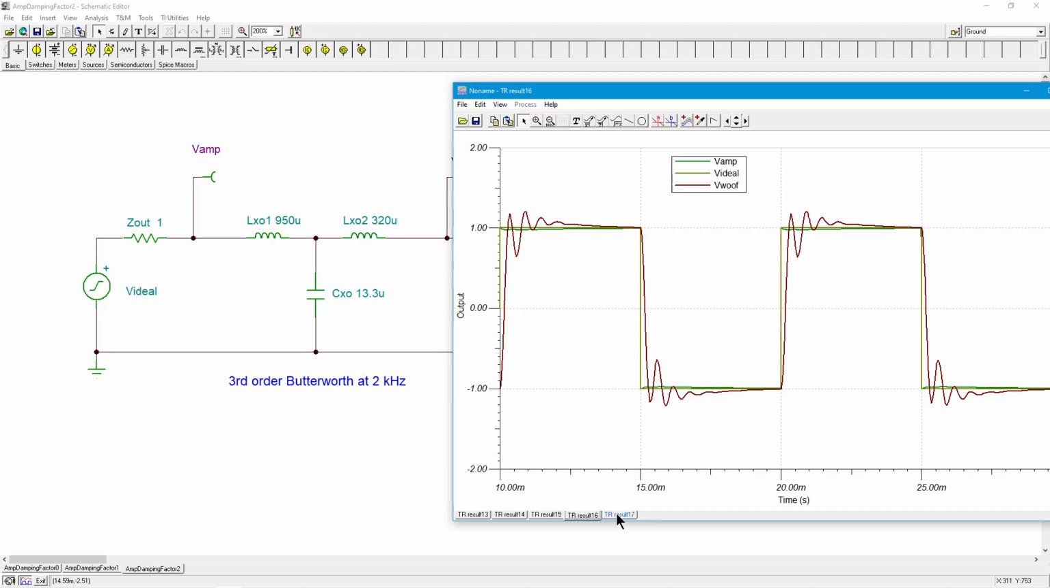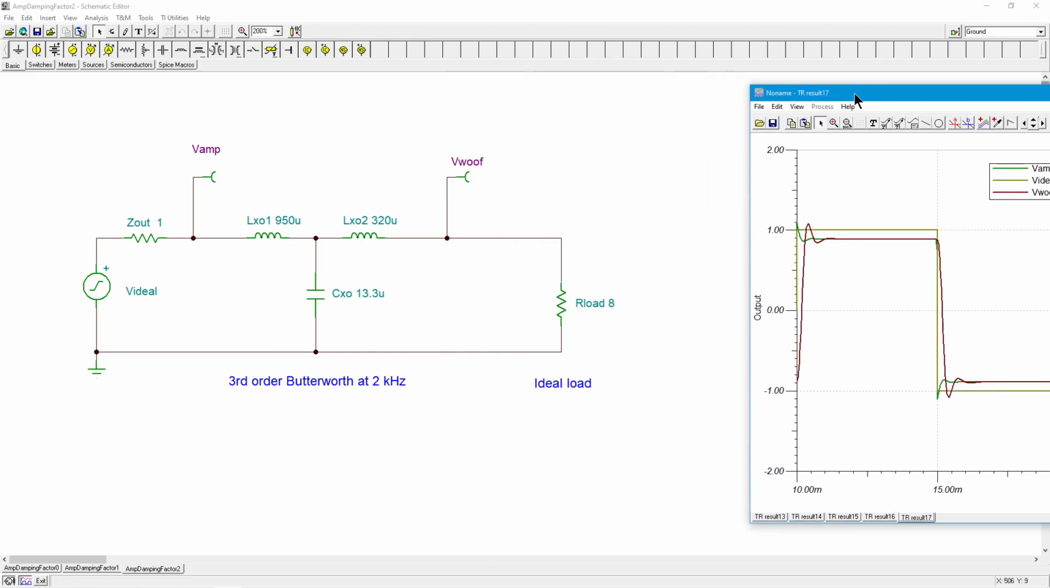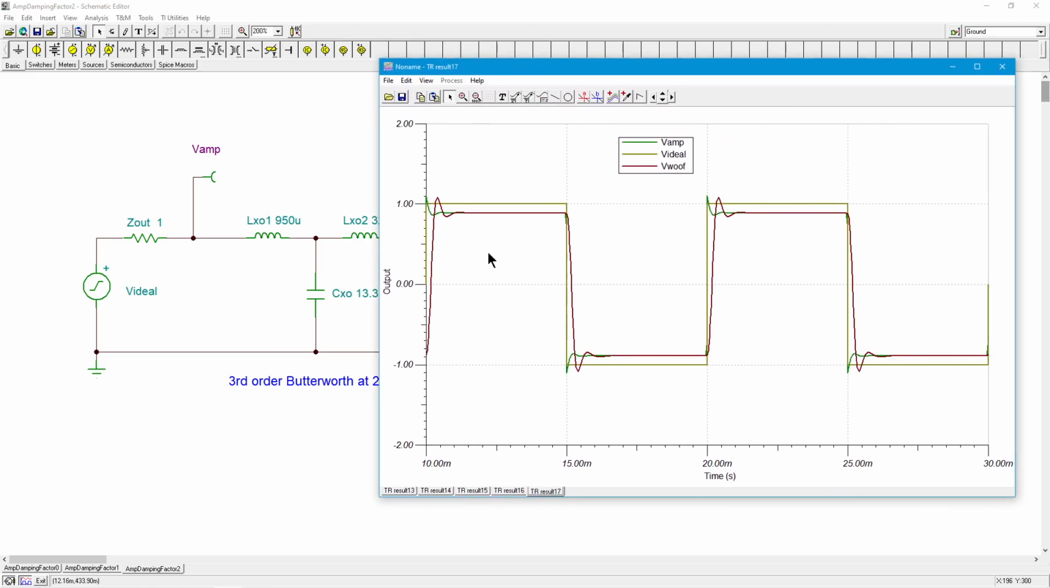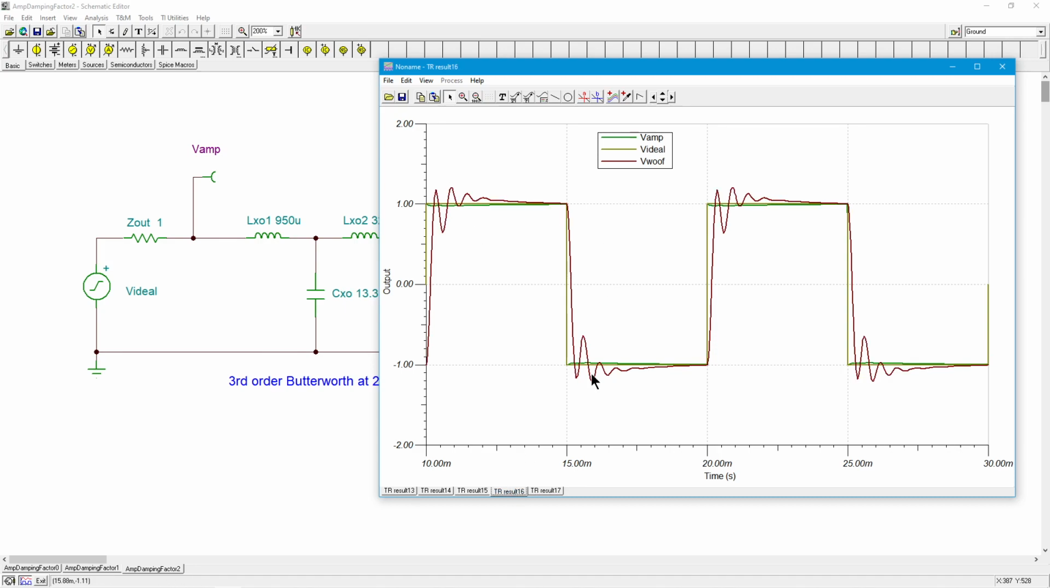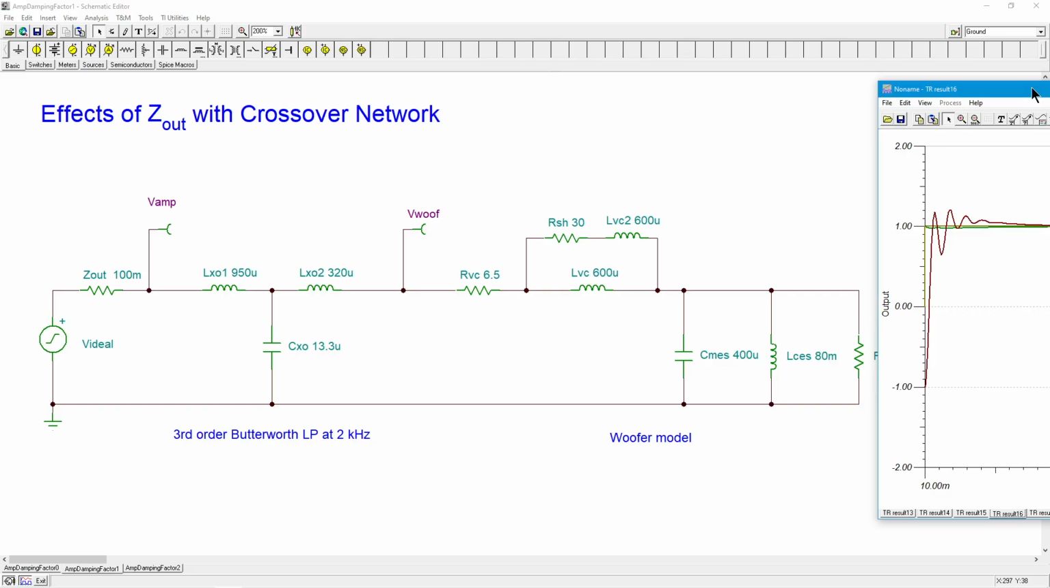Now, if you really wanted to, because you can see the resistive version, here's the resistive version. You can see that it behaves much better than the real loudspeaker, which is this one. So the real loudspeaker version being this.